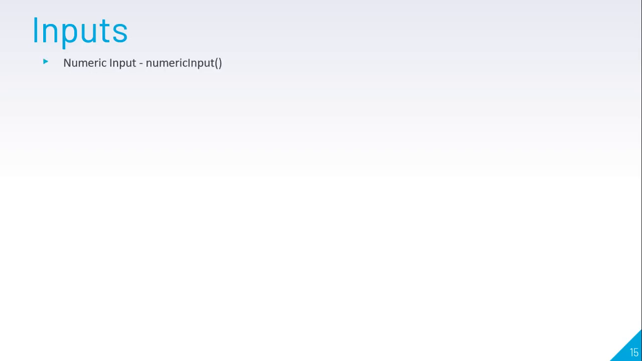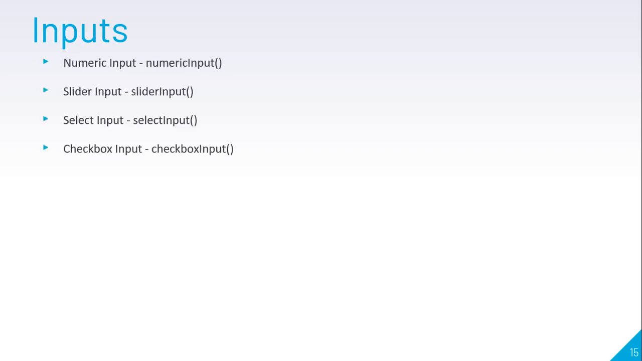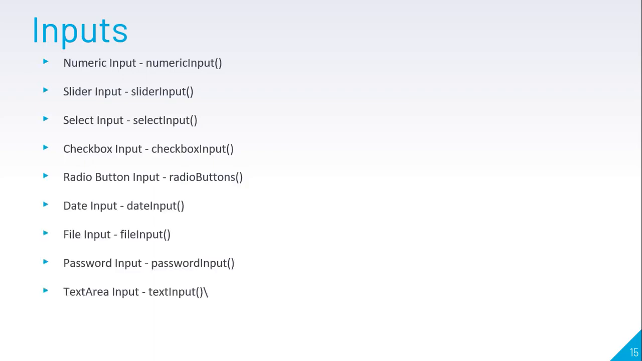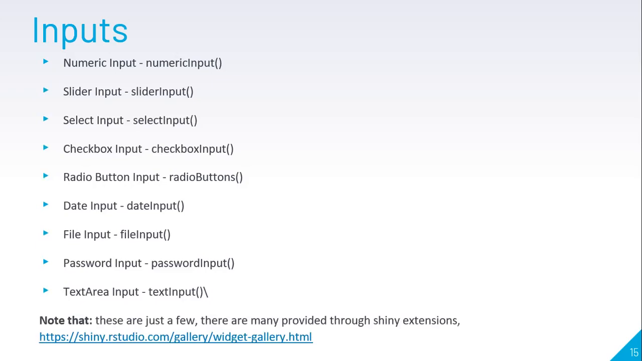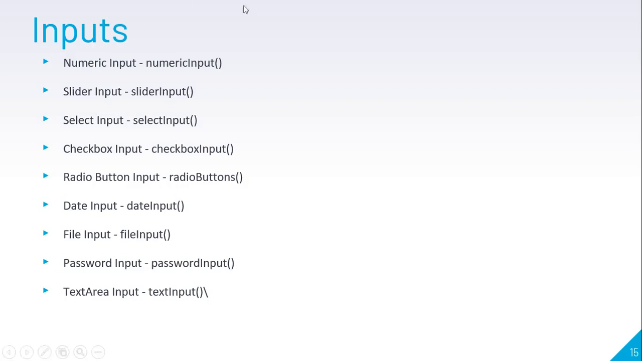An input can be a numeric input, so we use the numericInput function. It can be a slider, as we saw. It can be a select, a checkbox, a radio button, a date input, a file input, a password input, and so many, very many. And here is the link that contains all the possible Shiny inputs, and we can create them with a single line of code. So let's try out using maybe a select input.